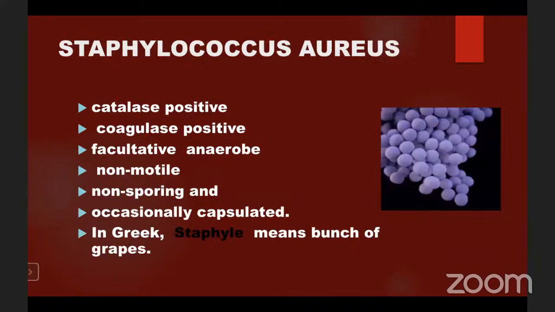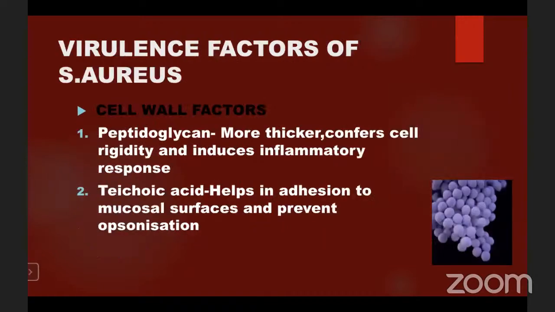First one is Staphylococcus aureus. It is catalase positive, coagulase positive, facultative anaerobe, non-motile, non-sporing, and occasionally capsulated. In Greek, staphyle means bunch of grapes. From this picture, we can see the appearance of the grapes. Next one is the virulence factors of Staphylococcus aureus.